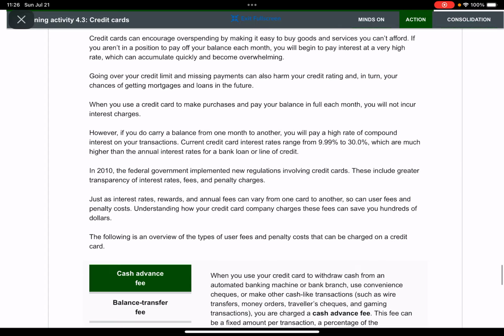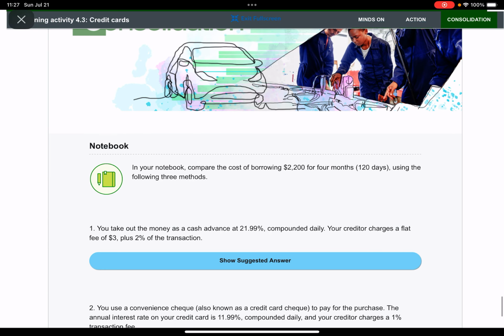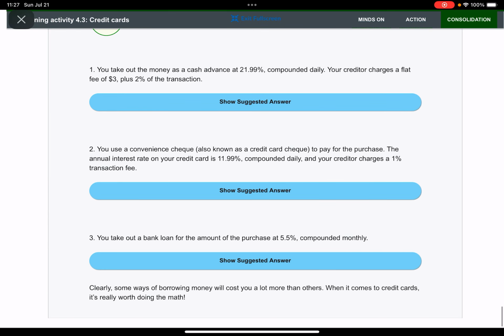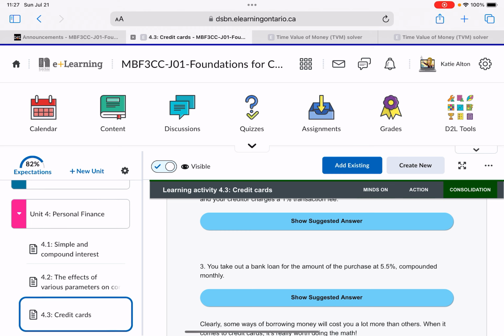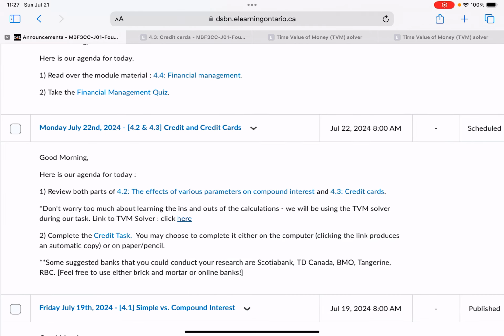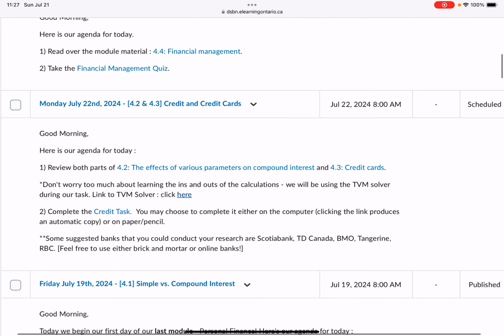Again, don't worry too much about calculations. We're mostly going to be using the solver because in the future, you're probably going to be using your bank account solver or some sort of electronic assistance. So once you're done that, you should obviously practice a little bit using the solver, but you're just completing the credit task. So how I have it set up, it's an automatic copy link.